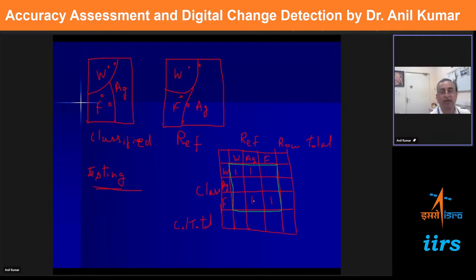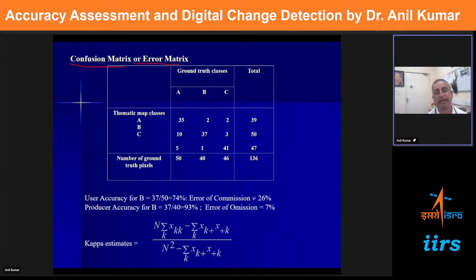Once the matrix is filled, you can see I have already created a ready-made matrix. The matrix looks like this. Here you calculate the row total, and here you calculate the column total. So here you can see 35, 10 and 5 is 50. 2 plus 37 plus 1 is 40. Then 2 plus 3 plus 41 is 46.